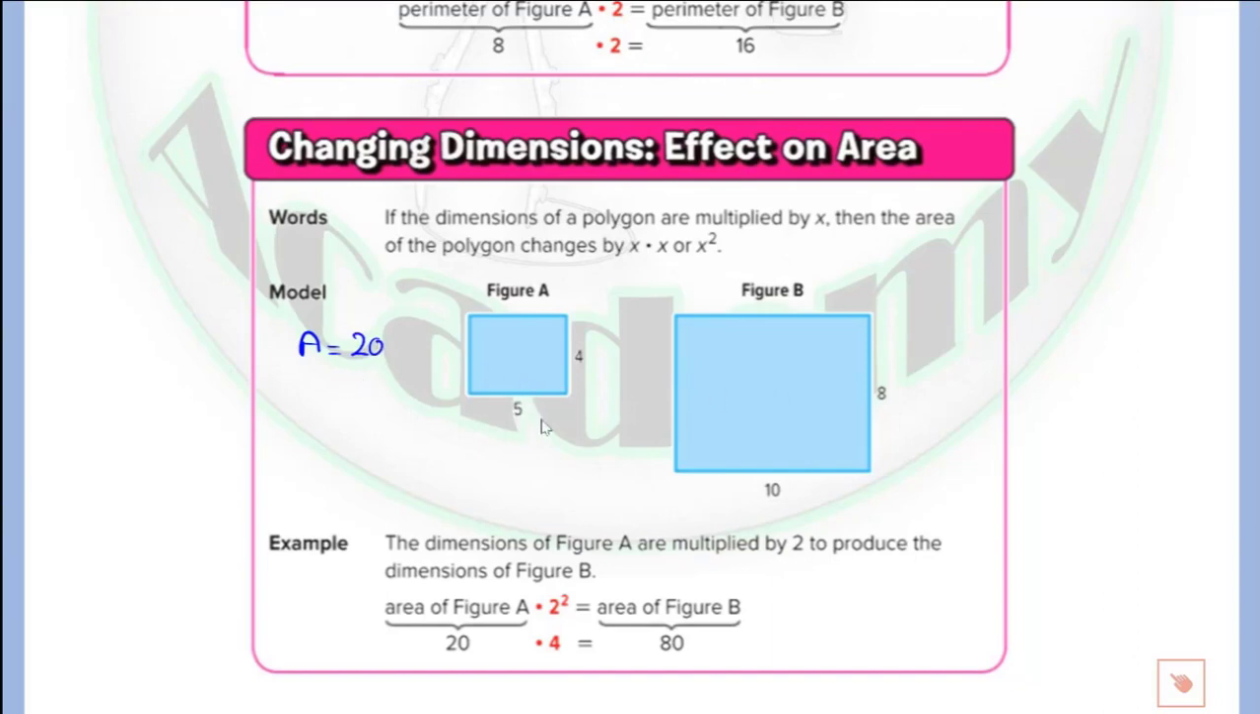You will find that 5 becomes 10. It has been multiplied by 2. And the 4 becomes 8. You multiply it also by 2. So the relation between figure number 1 and figure number 2 is that you multiply the sides by 2.